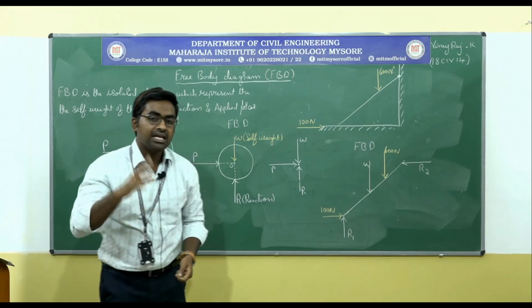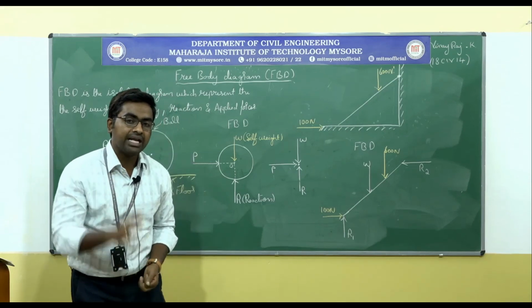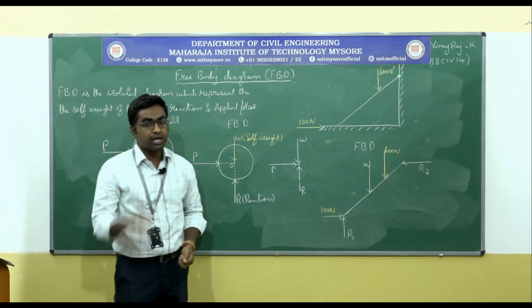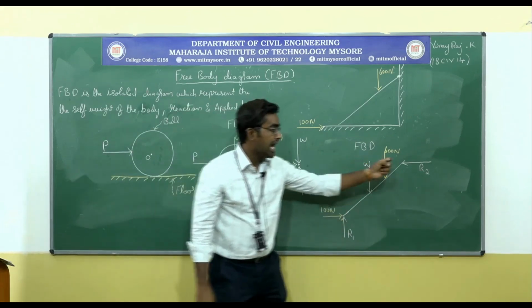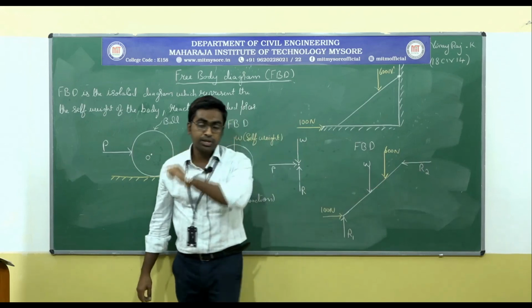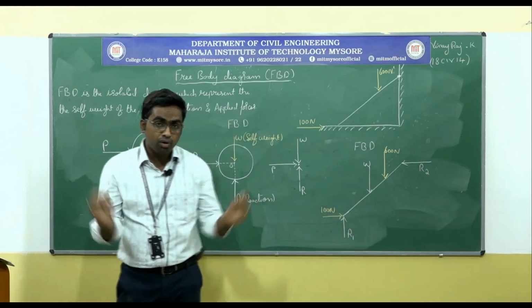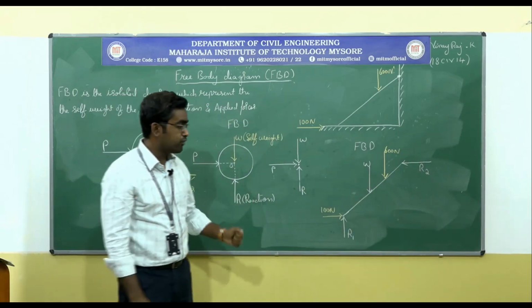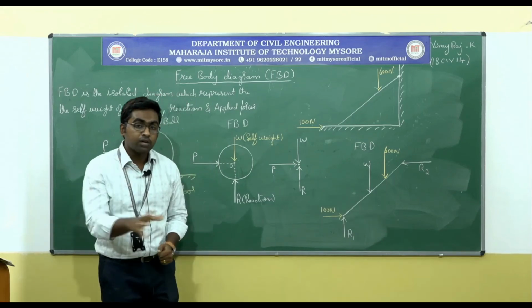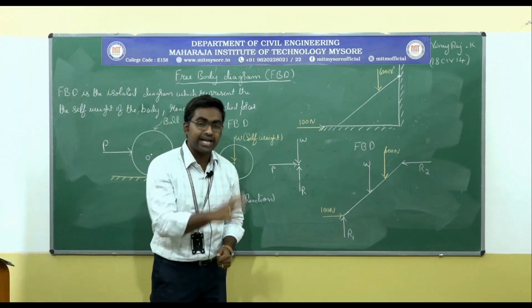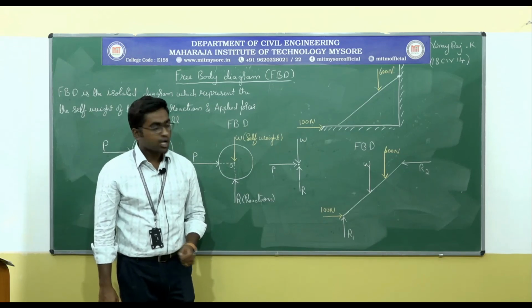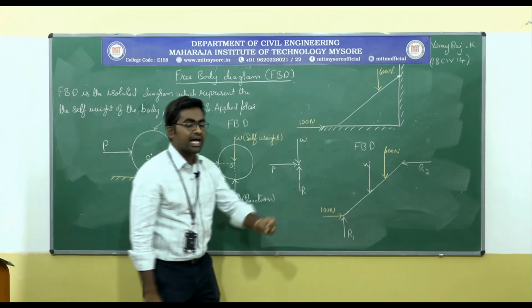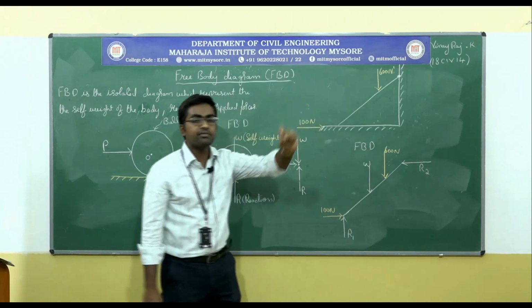That is the reason why ladder is not sliding, it is stable, because of the reaction which is offered by the floor and by the wall. That is most important. If there was no reaction from the wall and the floor, the ladder cannot be used. It will slide easily when you climb the ladder, right? So this is the free body diagram for this particular figure.